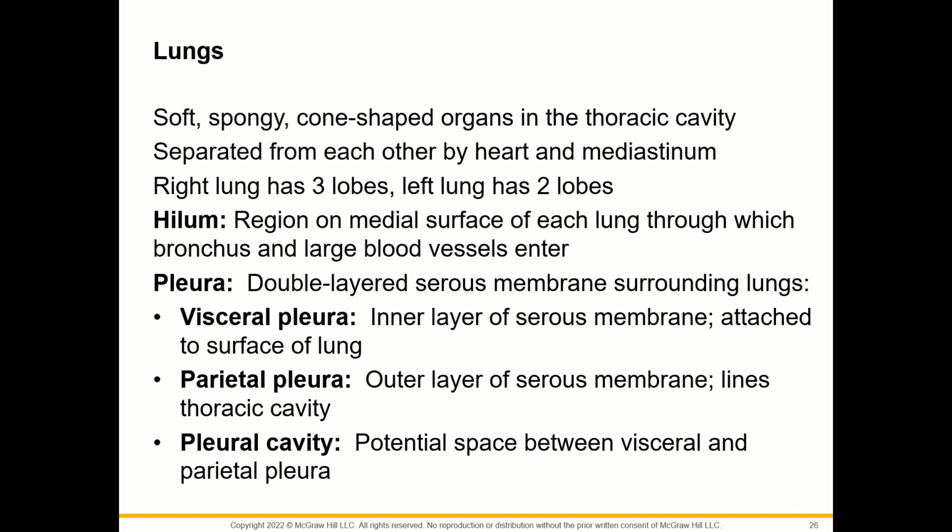Okay, so the pleura is a double-layered serous membrane surrounding the lungs. And remember, serous is going to have 2 layers. The visceral layer is the inner layer, which is attached to the surface of the lung. And the parietal pleura is the outer layer, and it lines the thoracic cavity. And so the serous membrane is made up of a simple squamous epithelium, and you know it as mesothelium. And you've heard of mesothelioma before. That's the cancer of that.